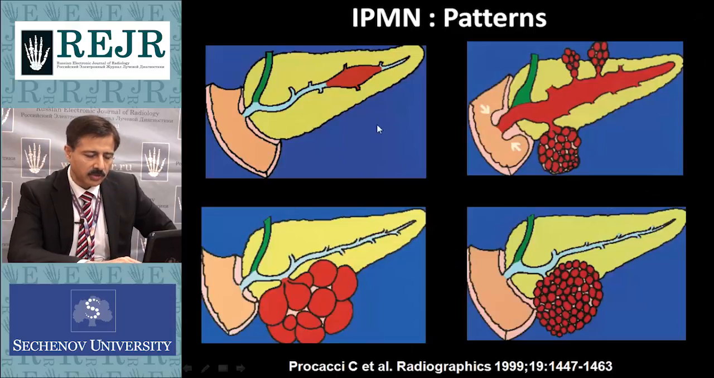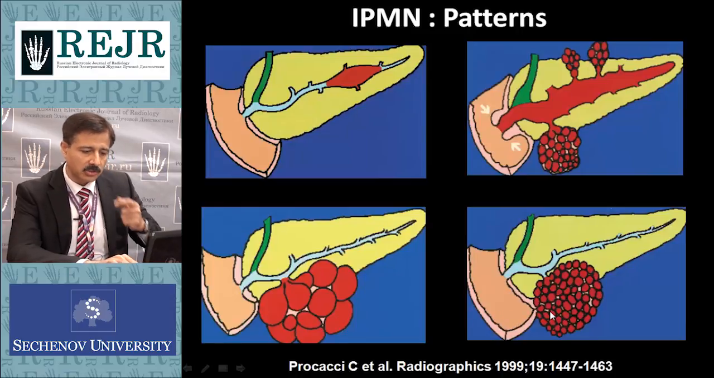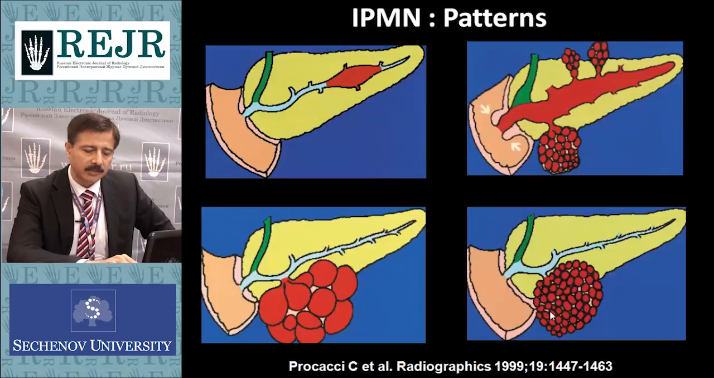These pictures tell you the various patterns which we can see. So this is main duct type of IPMN. This one is a mixed duct type. So the main duct is dilated and you can see this bulging papilla here, and with that the branch ducts are also involved. These two are two different morphological varieties of branch duct type IPMN.